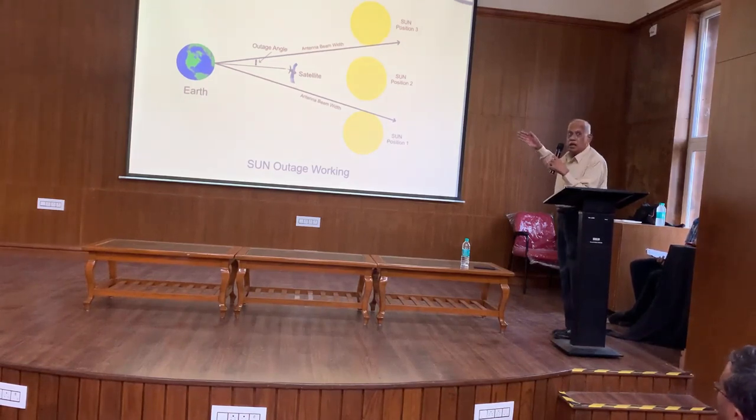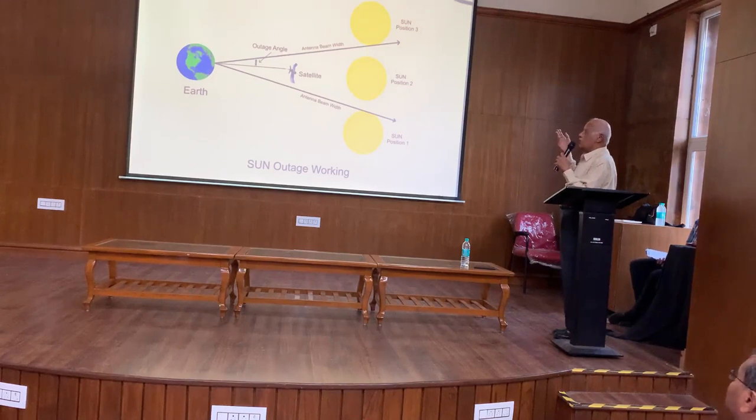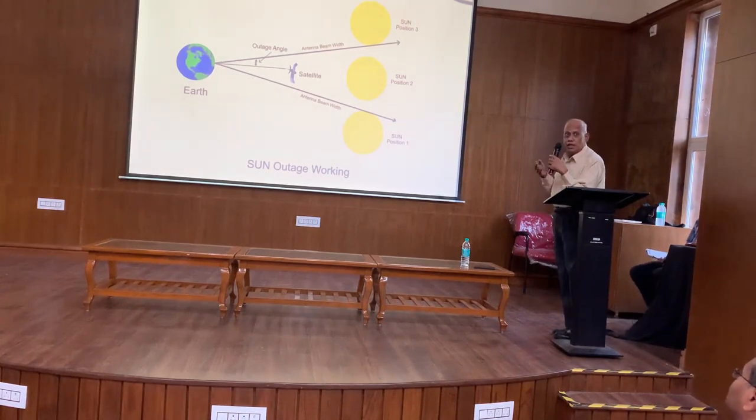Similarly, like the sun, other stars can also produce interference. It can cause noise in the channel. So such noise also has to be taken into account. The signal has to be extracted in the background of all these noises. Next.